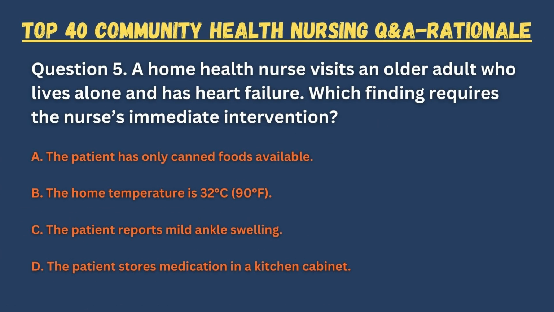Question 5. A home health nurse visits an older adult who lives alone and has heart failure. Which finding requires the nurse's immediate intervention? A. The patient has only canned foods available. B. The home temperature is 32 degrees Celsius, 90 degrees Fahrenheit. C. The patient reports mild ankle swelling. D. The patient stores medication in a kitchen cabinet.